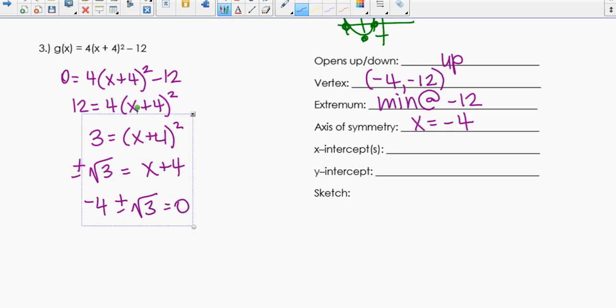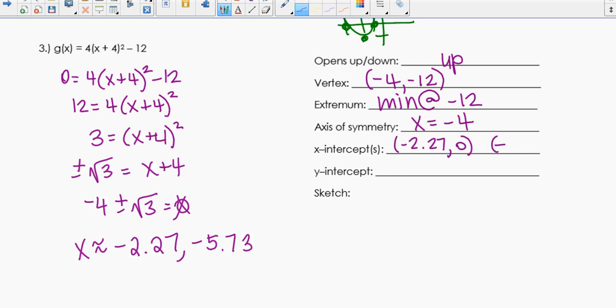Okay? Now, you guys, that doesn't make much sense to graph, so I'm just going to go ahead and throw those in my calculator. -4 plus the square root of 3 is about, sorry, I put 0, that should be an x, -2.27. -4 minus the square root of 3 is -5.73. So your x-intercepts are -2.27-ish, comma 0, -5.73-ish, comma 0. Okay, in the coordinates, you don't need to write the approximate symbol. It just doesn't make sense.